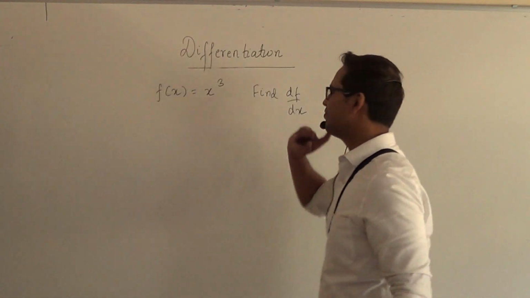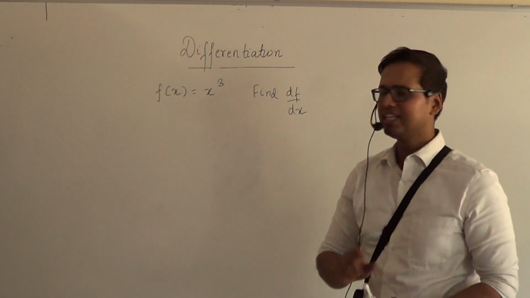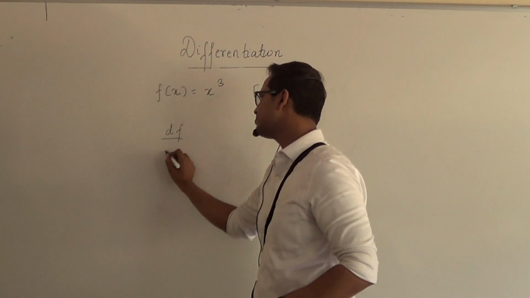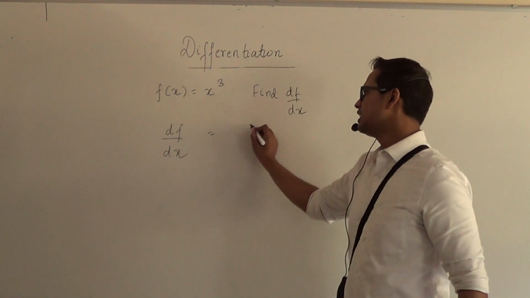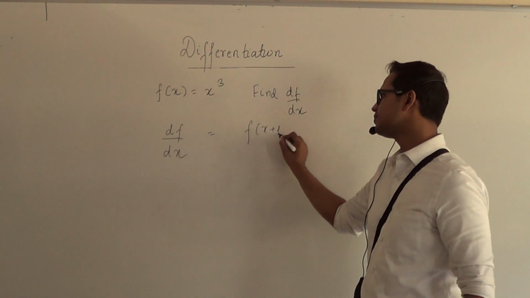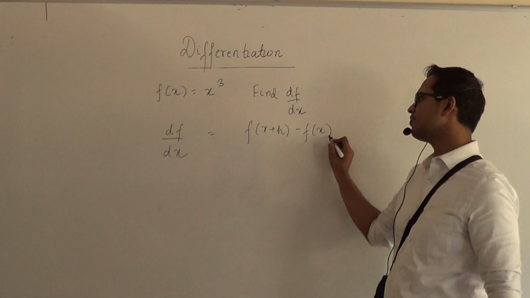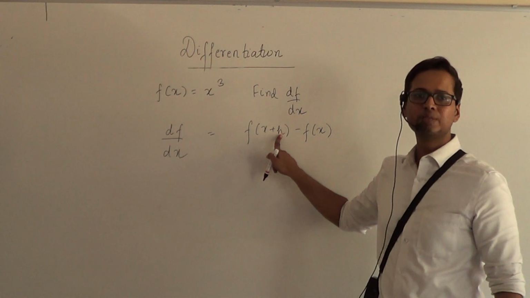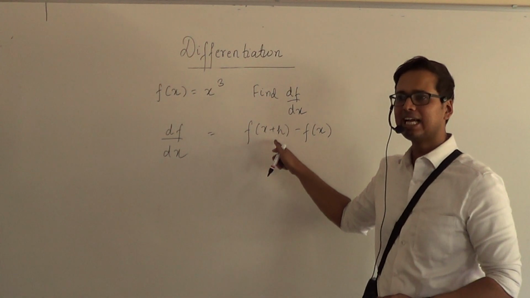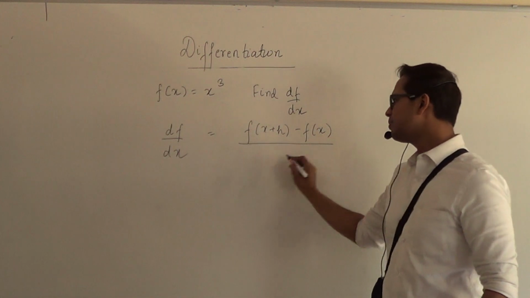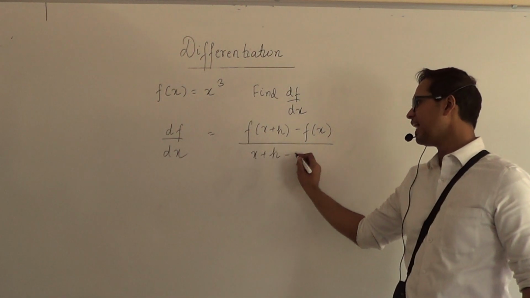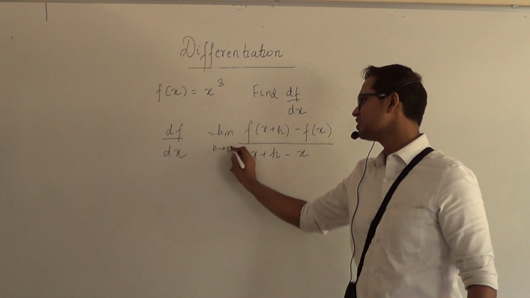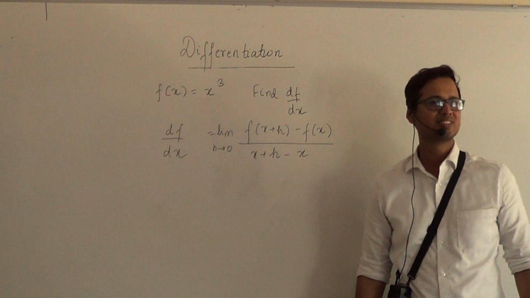Now, if I have to solve this problem mathematically, how would I solve it? I know the very basic definition of df by dx, which is nothing but the change in the output, which is f of x plus h minus f of x. Now I'm not writing delta x anymore, I write h, divided by the change in x when this change itself is very, very small.